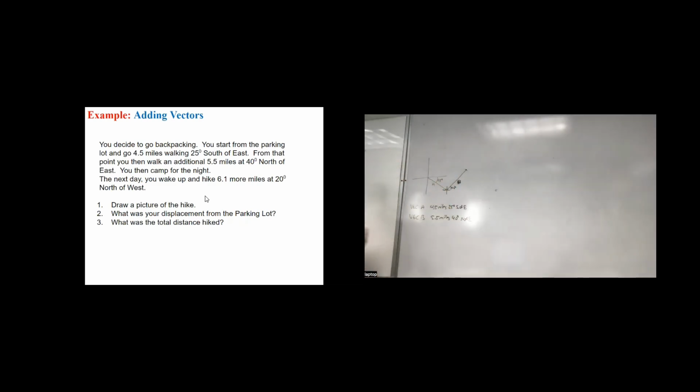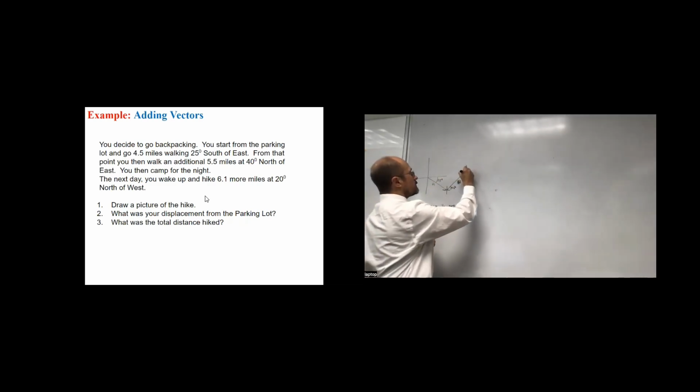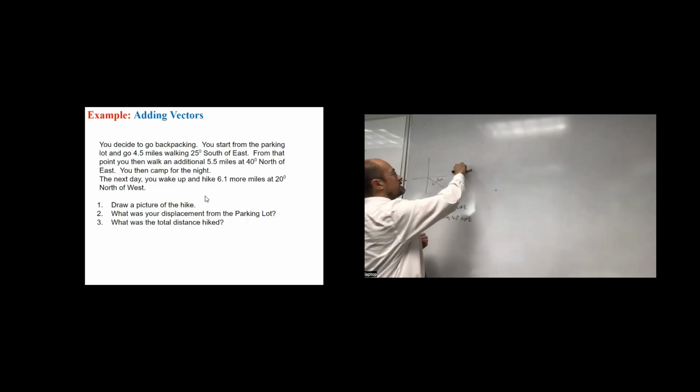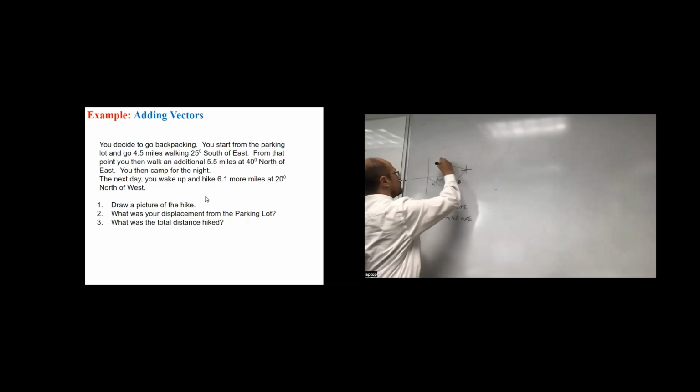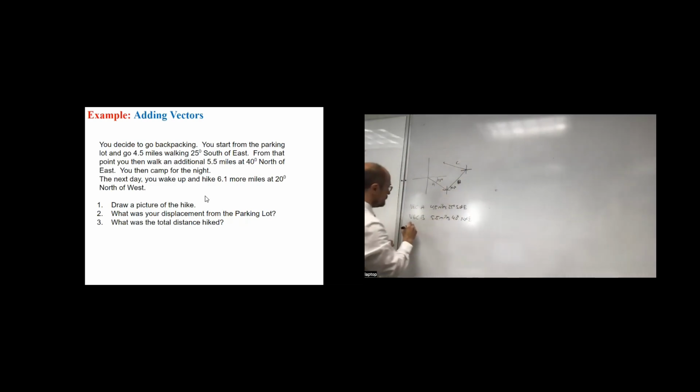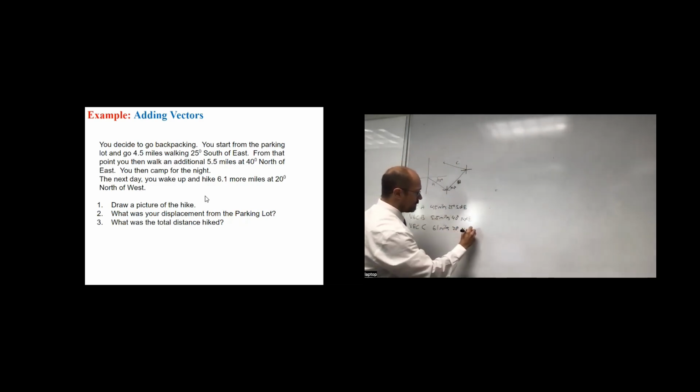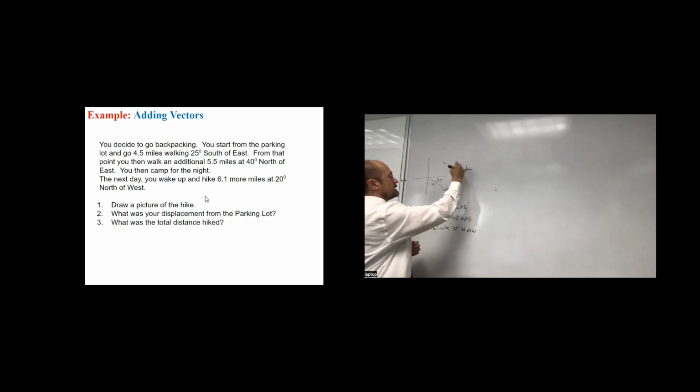Now, the last one says we go 6.1 more miles north of west. So we draw our little origin. This is west, and we go north of it. It says about 20 degrees, and this is vector C. So vector C is 6.1 miles at 20 degrees. Oh, not north, it's north of west. There we go. North of west, and here's our 20 degrees.